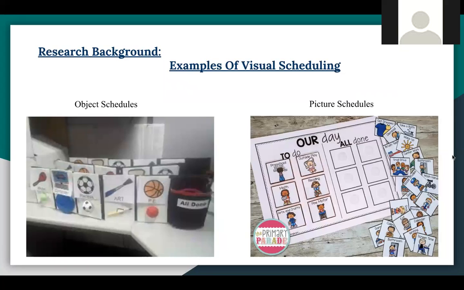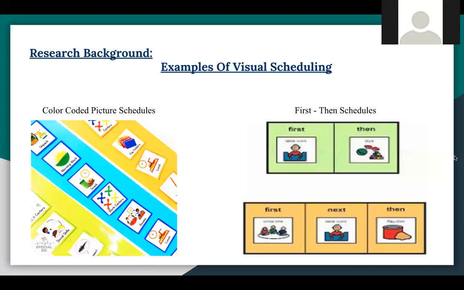On my left side, there is an example of object schedules. As you can see, it's just the object and it shows which item is available to the kiddo. On the right side is a picture schedule. It shows one side with to do and the other side is all done. These are examples of color-coded picture visual schedules, and then on the right side, there is a first-then schedule. There's also a first, next, and then schedule.